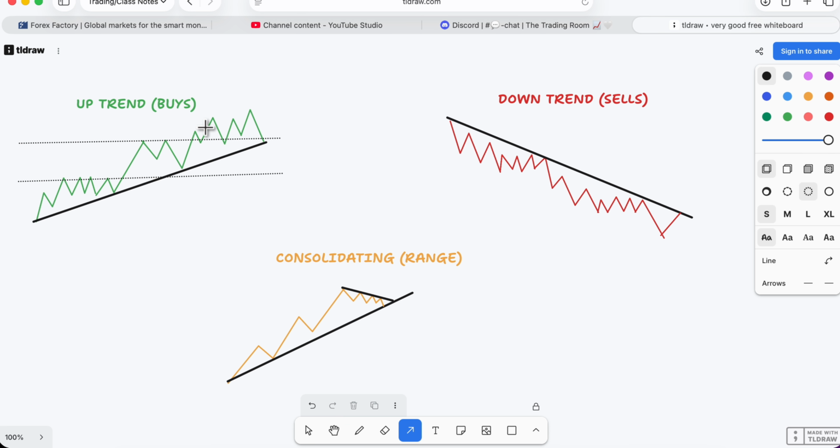It held, it held, it held. Every time it came, buyer stepped in. So these are my key levels. That's what that looks like in an uptrend.